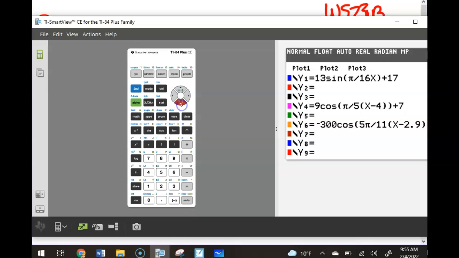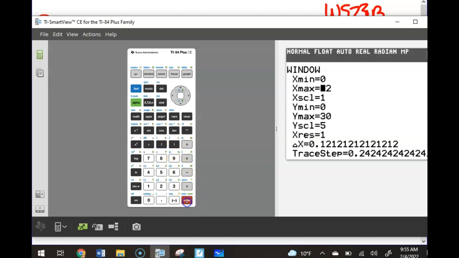So type carefully. I have 9 cosine pi over 5, another parenthesis, x minus 4, close, plus 7. Is that what we wrote? Okay, changing my window. Was it out to 20? Because we wanted to go to 17, right? And then I think I wrote down -5 to 20. Oops, not -520.